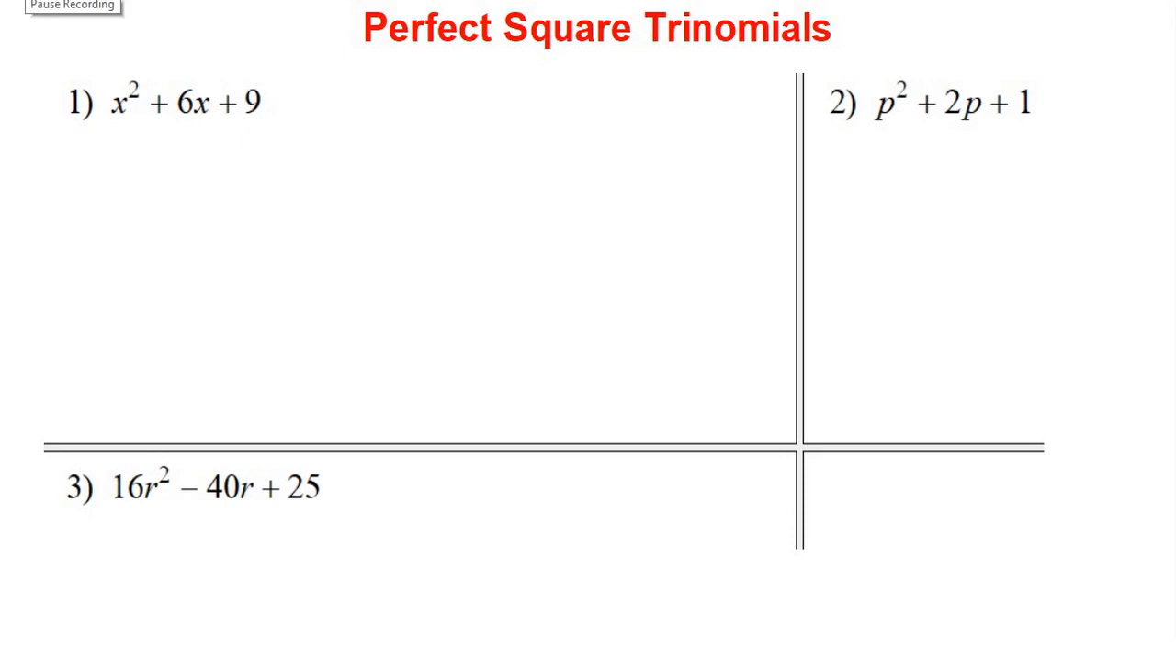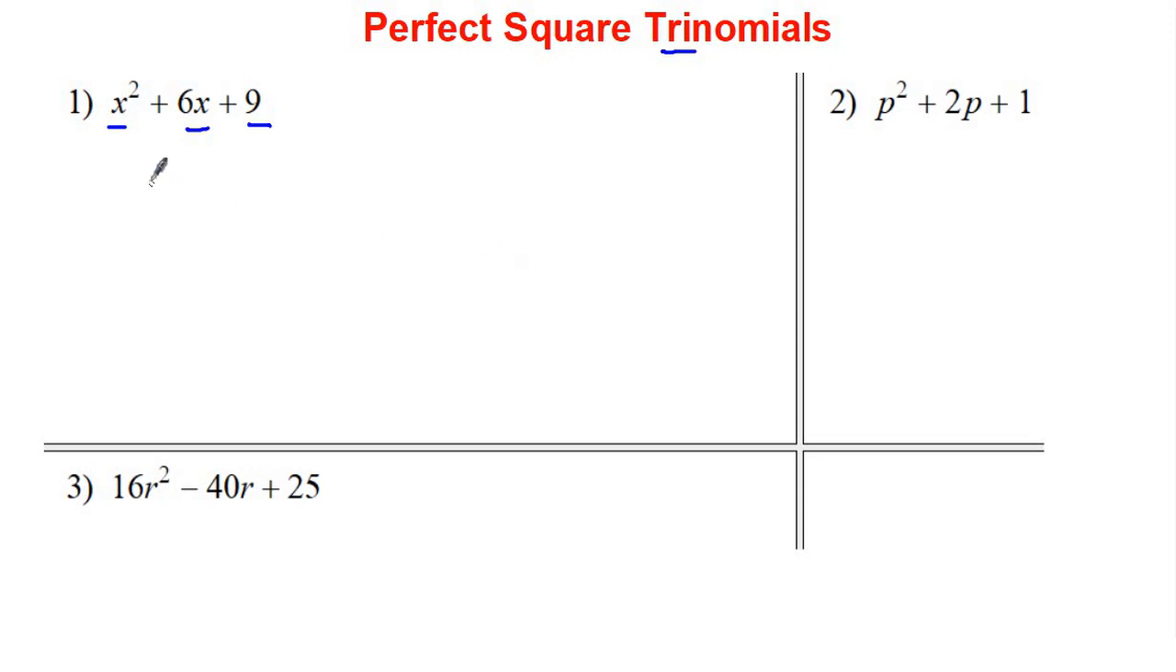All right, so in this section we're going to talk about what it means to be a perfect square trinomial. And again, a trinomial means, tri means three, so a trinomial has three terms. You can see on number one there's three terms: x squared, 6x, and 9.